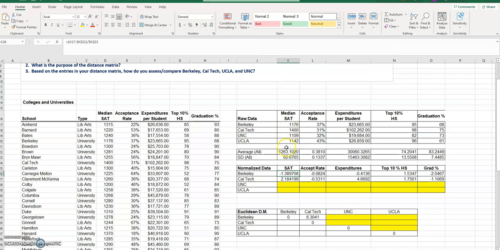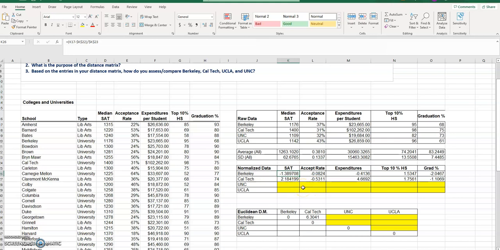So raw data here, and then effectively what would be the sample mean and the sample standard deviation from the colleges that we have over there. So one more time, the z-score for the Berkeley SAT score would be 1176 minus 1263, and then divide that by 62 point whatever you got there, 67, and that will give you a z-score. So you can go through and you can compute all those values.